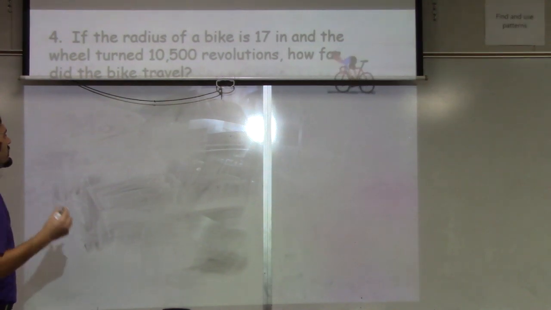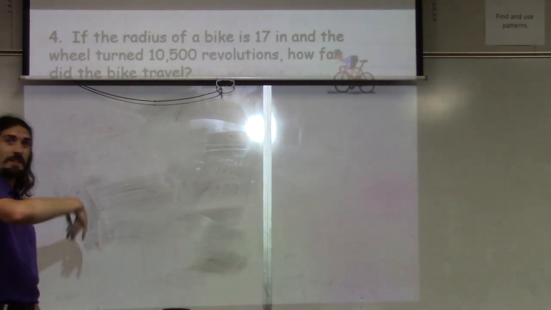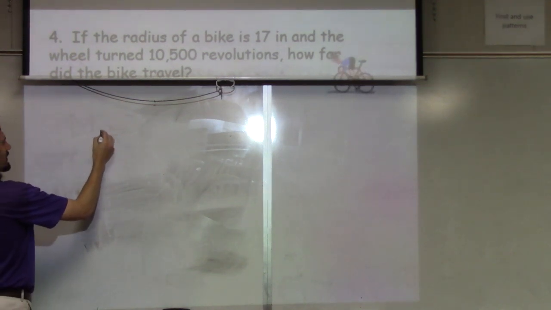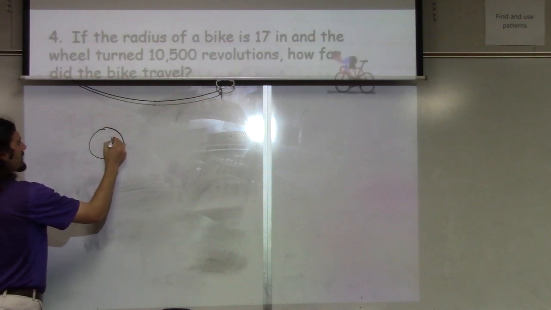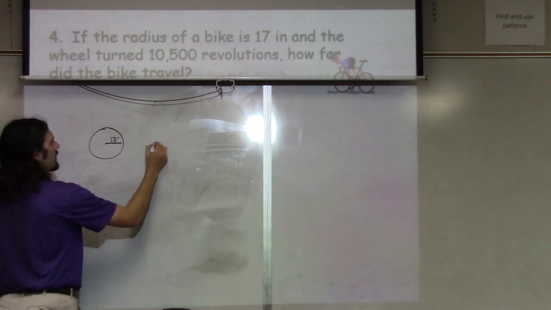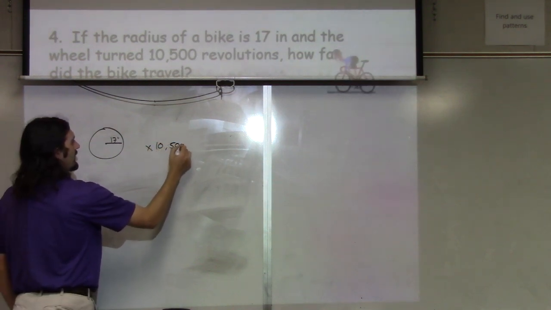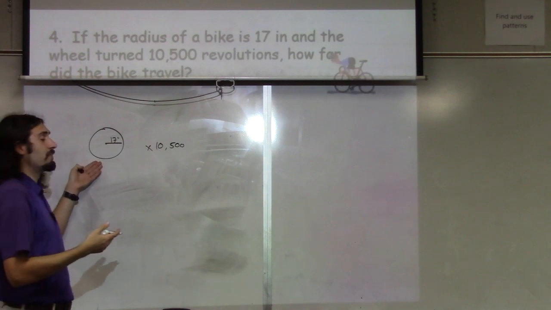So, starting with this problem. So, pause if you haven't already. Now, if you've come back, when I look at this problem and I've got a bike wheel, they're saying that bike wheel has a 17-inch radius. And then from that information, they say that we're going to turn 10,500 times. And so basically, if I know how far it's traveled with one revolution, I can then figure out the total for the entire ride.